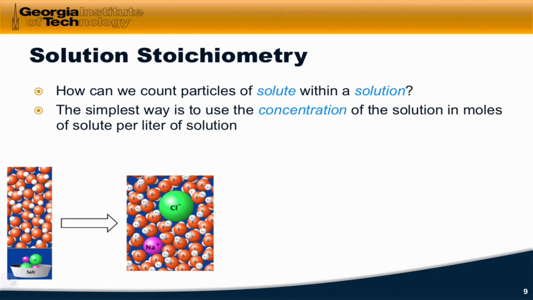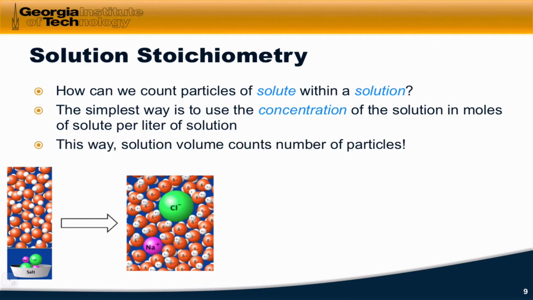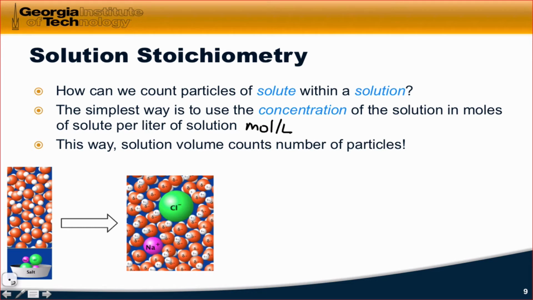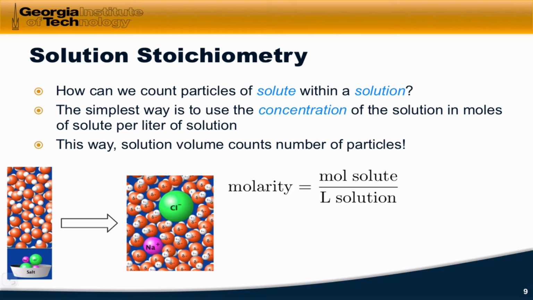Well, the simplest way is to use the concentration of the solute in moles of solute per liter of solution. This way we can use volume to count number of particles, right? Since these units of moles per liter allow us to determine a number of particles simply by multiplying a volume in liters times a concentration in moles per liter to get moles. This ratio of moles of solute to the volume of the entire solution is known as molarity, and it's probably the most important concentration measure.